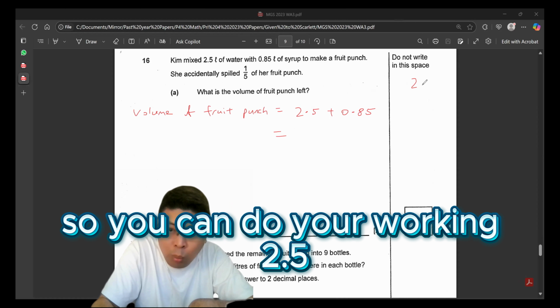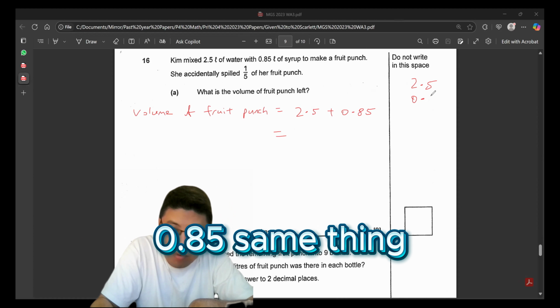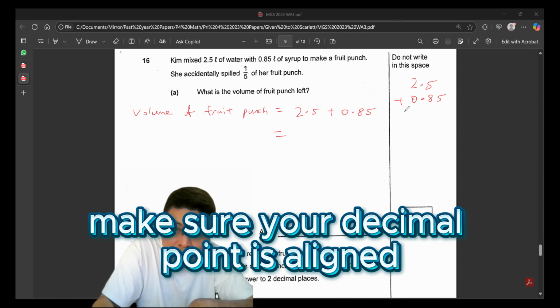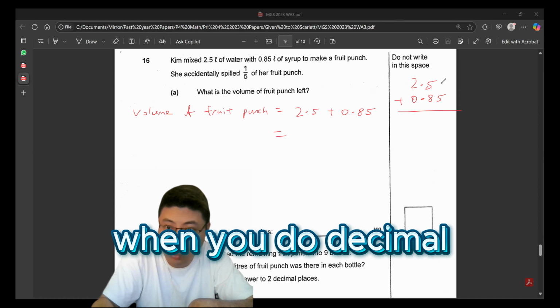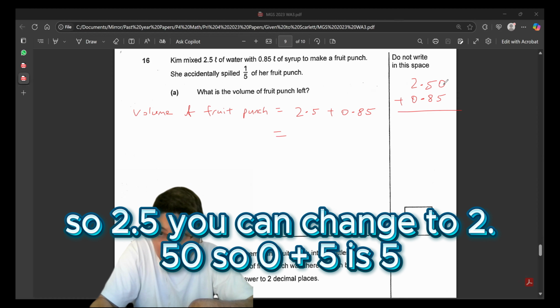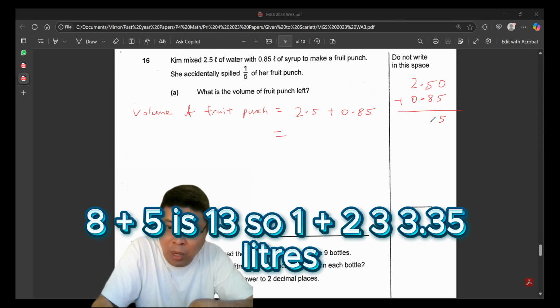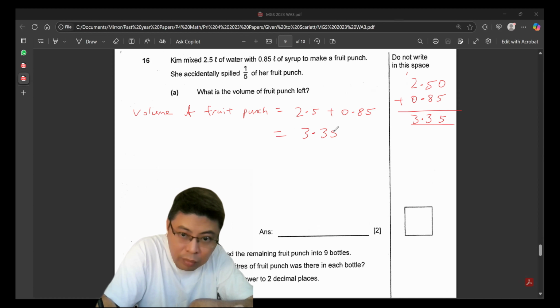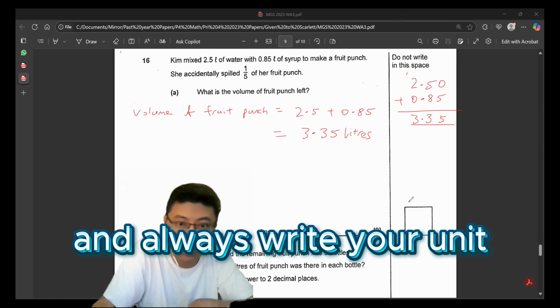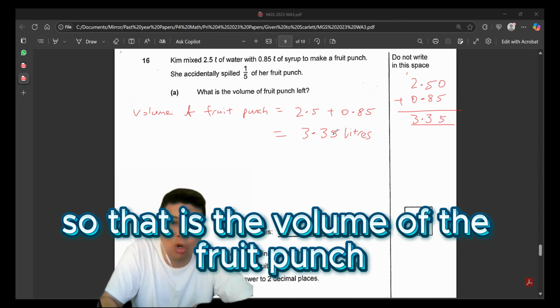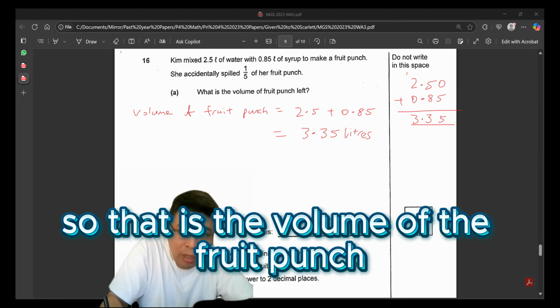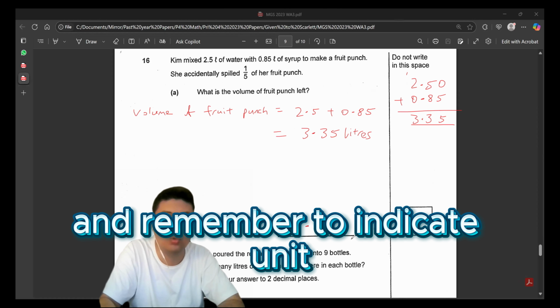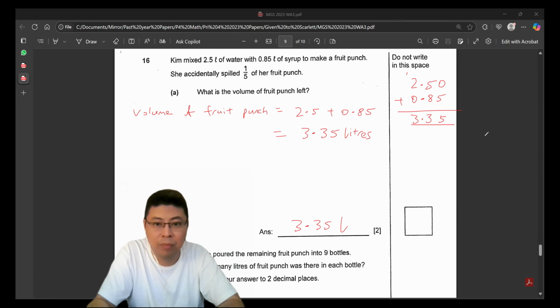So you can do your working 2.5, 0.85. Same thing, make sure your decimal point is aligned when you do decimal. So 2.5 you can change to 2.50. So 0 plus 5 is 5. 8 plus 5 is 13. So 1 plus 2, 3. 3.35 liters. And always write your unit. So that is the volume of the fruit punch. And remember to indicate unit.